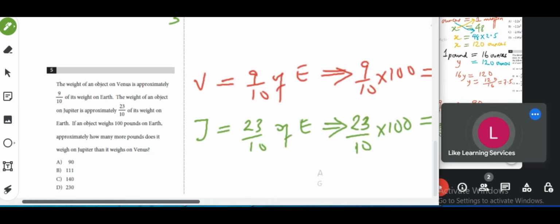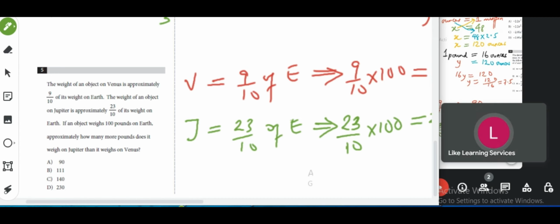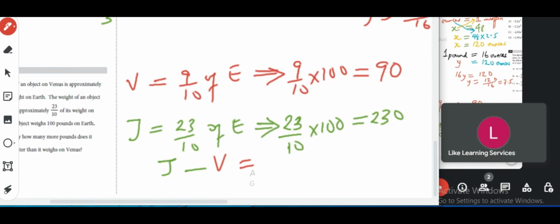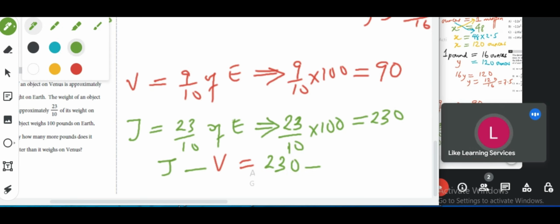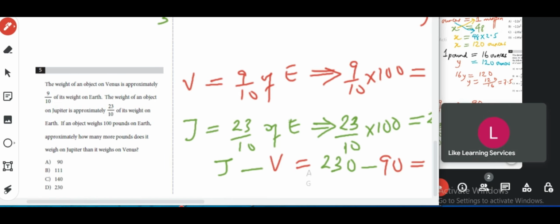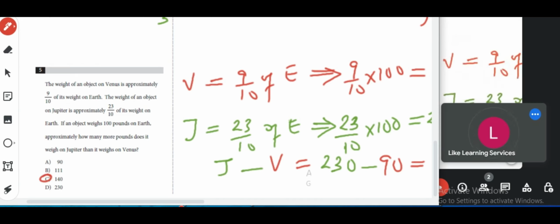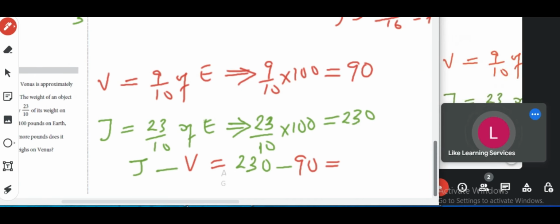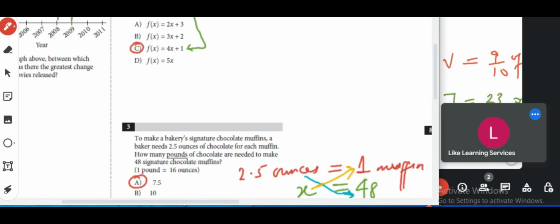So the question says, how many more pounds does it weigh on Jupiter than it weighs on Venus? Okay, so that's Jupiter minus Venus. So Jupiter minus Venus will be 230 minus 90, isn't it? What does it give? 140. So the correct option is C. Hope it's making sense. Let's go to number 6.